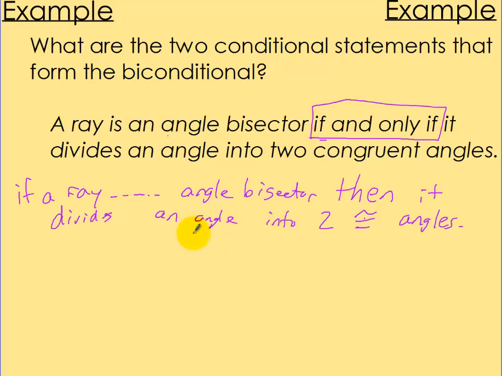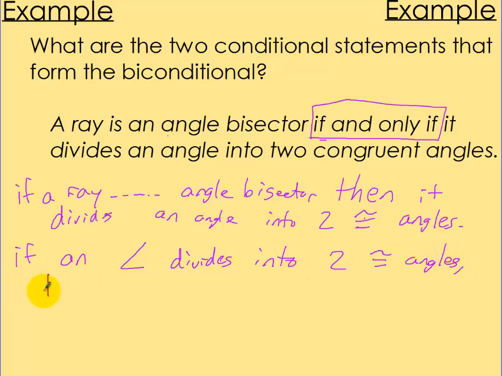Now the second conditional is just the converse of that. So we say, if an angle is divided into two congruent angles, then the ray is an angle bisector.